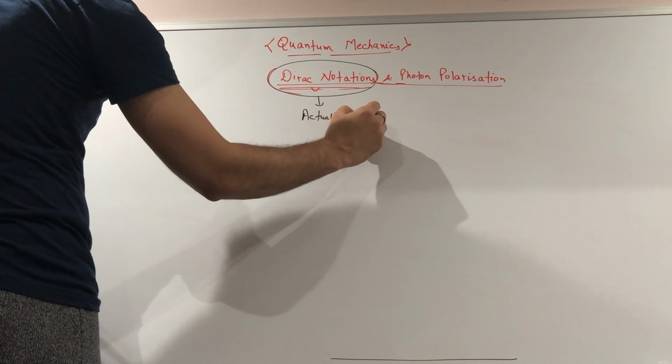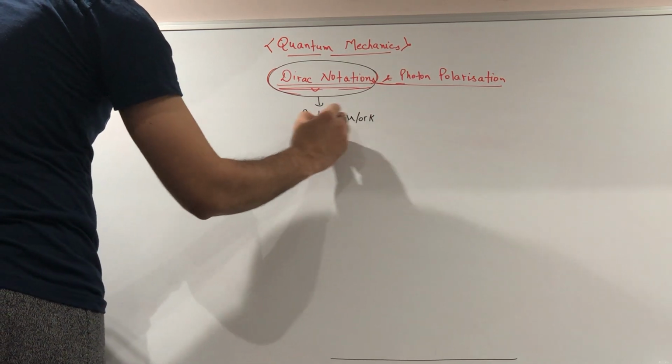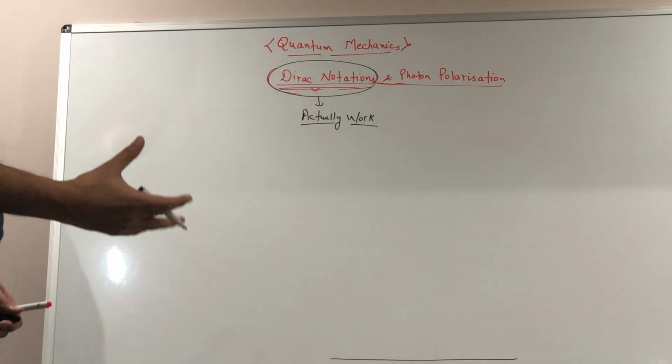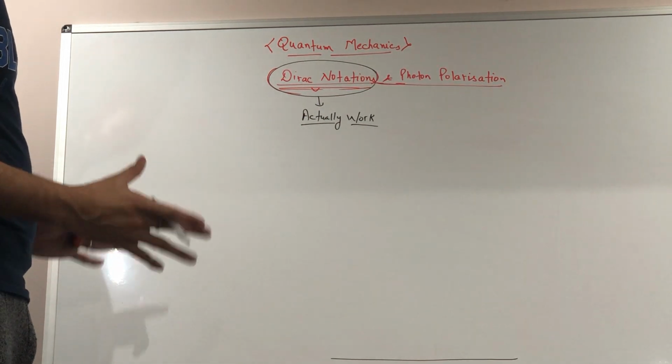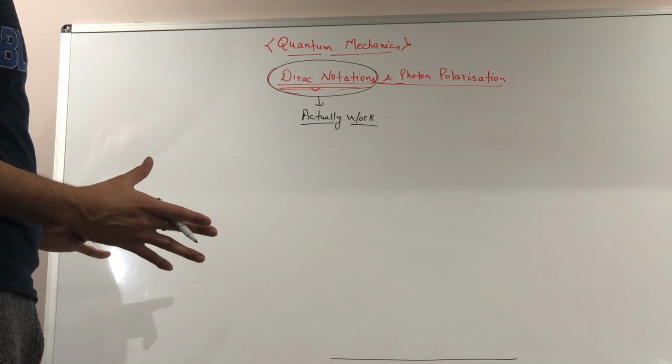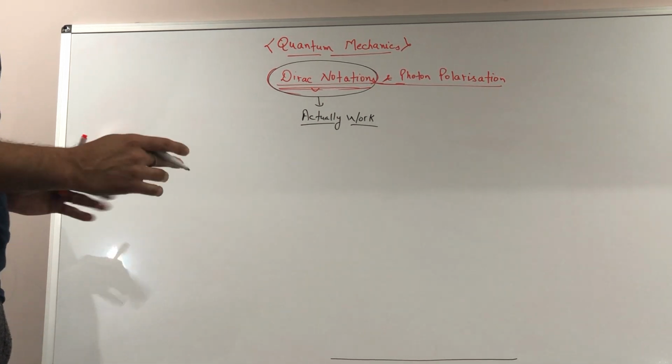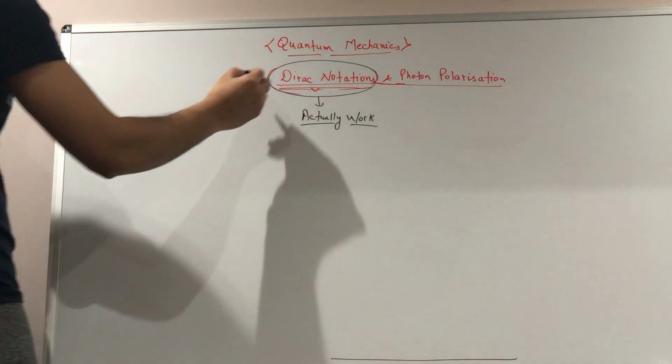So that means when we explain some phenomena using these notations, they actually define or verify the experimental results. That's why we use Dirac notations.